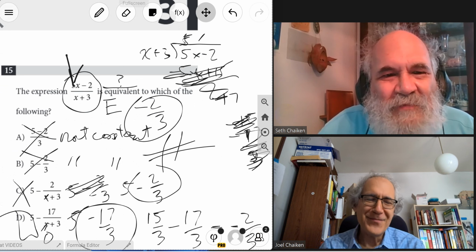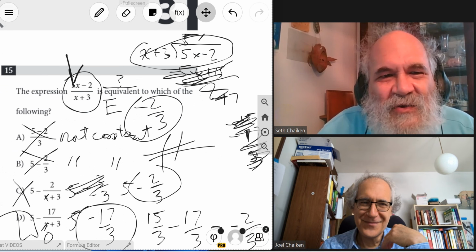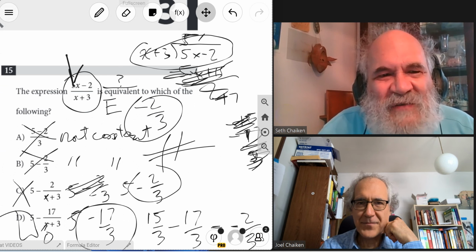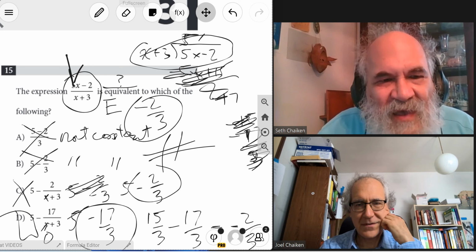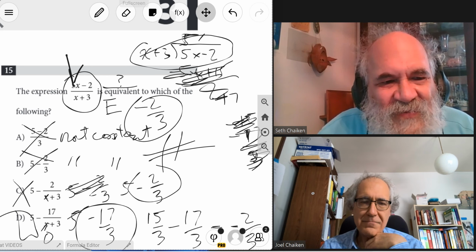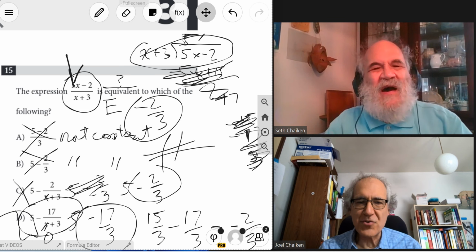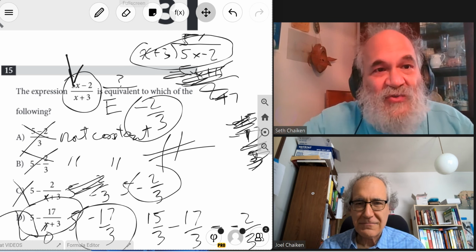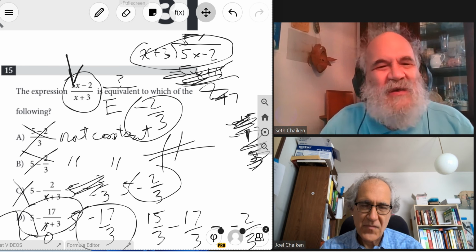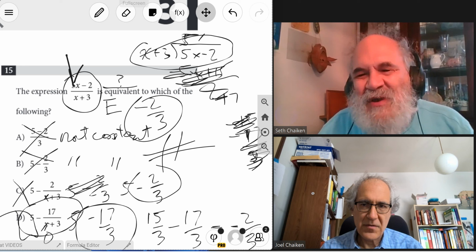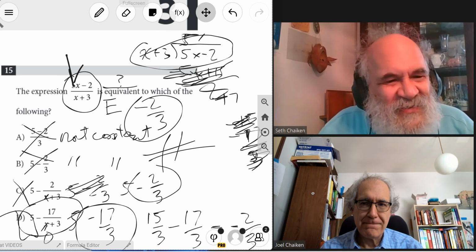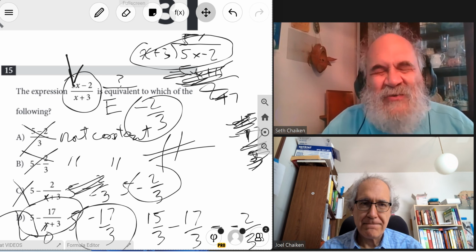Seth, you could simply divide using polynomial division, and the answer will be 5 plus negative 17 divided by x plus 3, which is this expression. That's right. However, it's a lot faster to pick the answer by quickly observing, ruling out A and B because they are constant expressions, and then checking C and D for the easiest value of x to check.